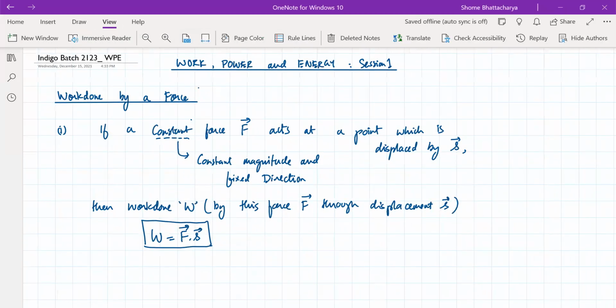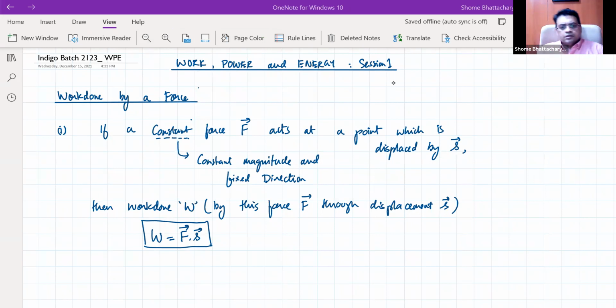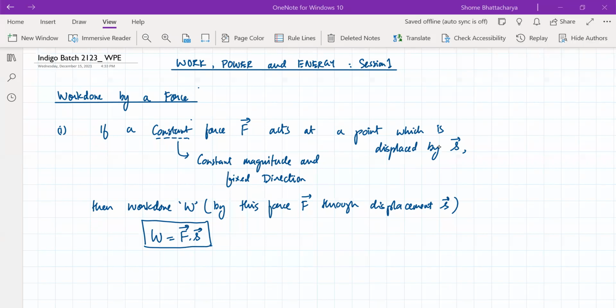Sir, in the bracket you have written displacement S or R? No, that is S. In the bracket also it is S. So displacement we denote with the symbol S. Displacement, you know from kinematics now what it means. It is the vector joining the initial point to the final point, the shortest path from initial to final. Yes, so that is a displacement.